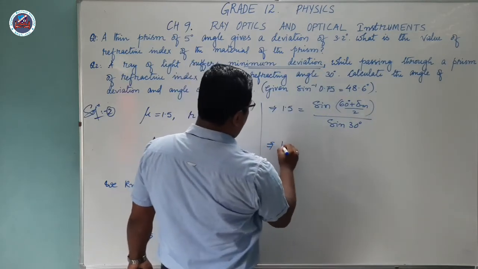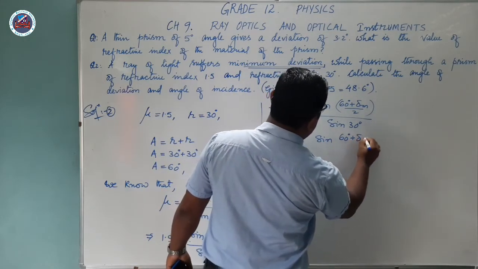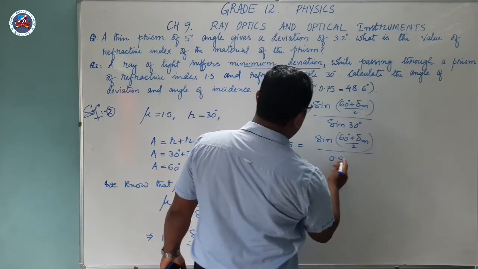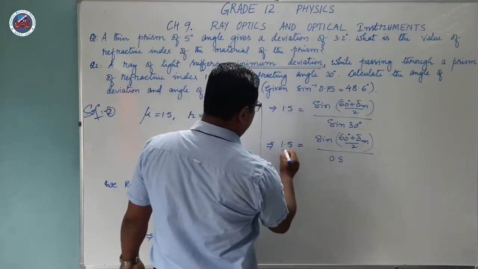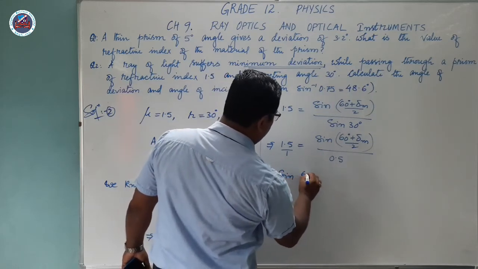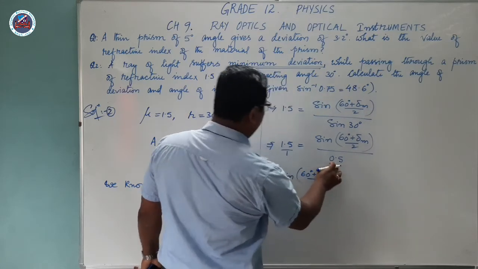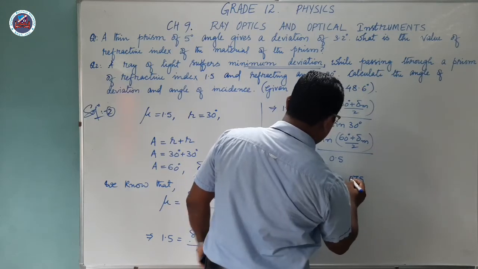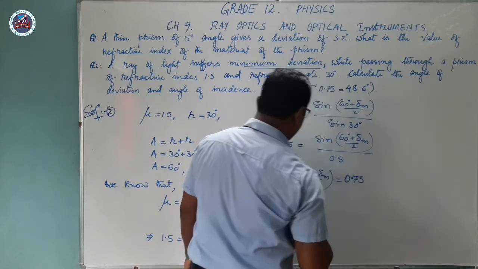Sin 30 degree, you know the value, how much it is? Sin 30 degree is 0.5, is 1 by 2. Cross multiply this term, the unknown term will bring here. Sin (60 degree plus del m) by 2 is equal to 0.5 into 1.5. 15 5s are 75. So you will get 0.75.